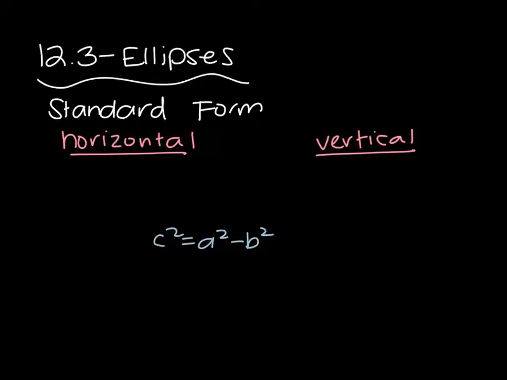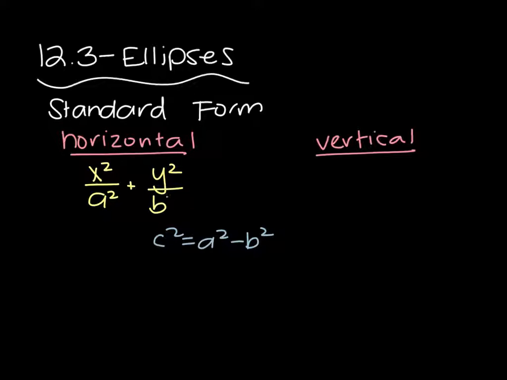Which is where we were yesterday, right? So the standard form for ellipses comes in 2 ways. One if it's horizontal, one if it's vertical. So if it's horizontal, where's the A go? Yep. Good. So this would be x squared over a squared plus y squared over b squared.